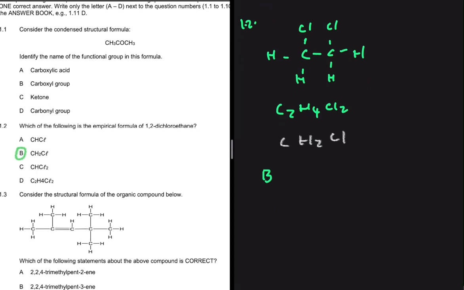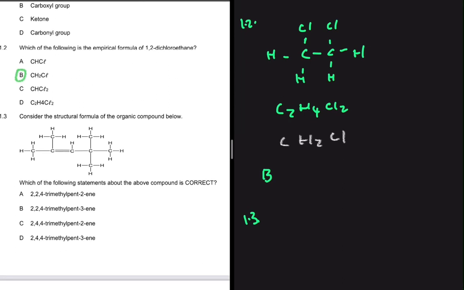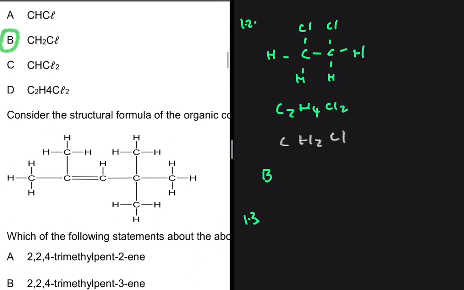1.3. Consider the structural formula of the organic compound below. Which of the following statements about the above compound is correct? So we're looking for the IUPAC name of the above compound, right? So instead of looking at our options, let's just name it ourselves, and then we'll just pick the option that corresponds with the name that we have. So first things first, the longest carbon chain.